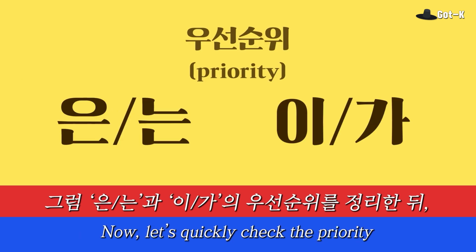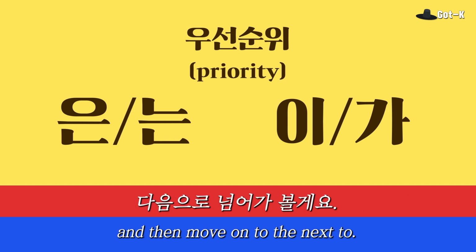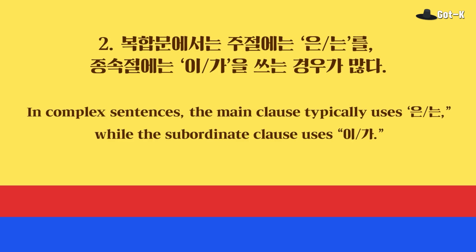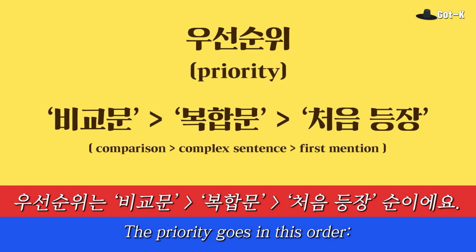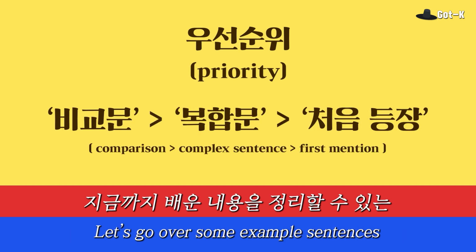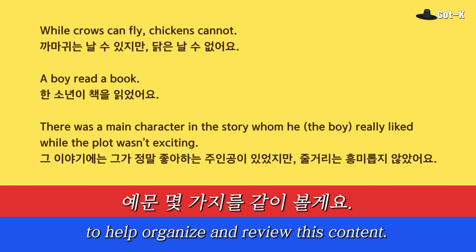Now, let's quickly check the priority between 은는 and 이가, and then move on to the next two. The priority goes in this order. Comparison, complex sentence, first mention. Let's go over some example sentences to help organize and review this content.